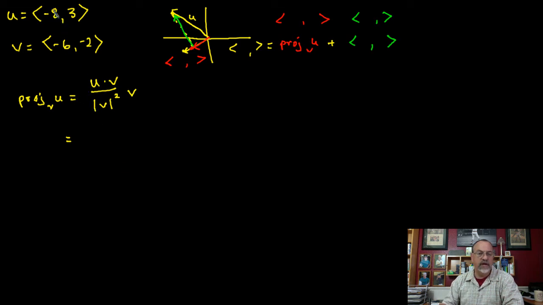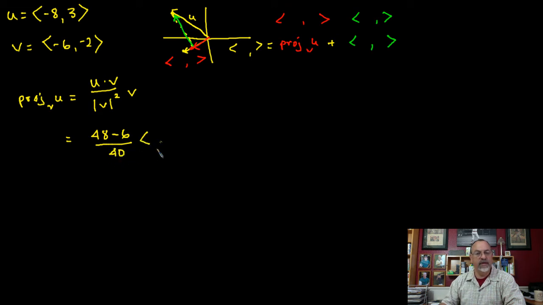Remember, to do the dot product, I multiply the a components, so negative 6 times 8 is negative 48, plus 3 times negative 2, so it's actually negative 6. All right, over the magnitude of the v vector squared. You can remember the magnitude is the square root of the a component squared plus the b component squared, but because I'm squaring it, I can simply square the numbers and add them together. So 6 squared is 36, plus 2 squared is 4, so that would be over 40.